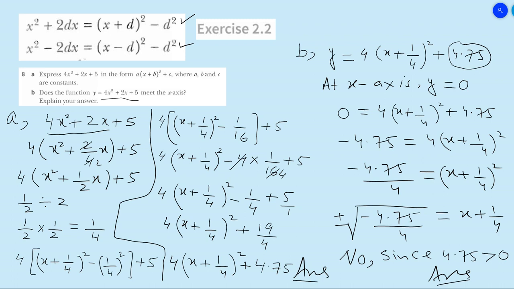So what is the question? Does the function y = 4x² + 2x + 5 meet the x-axis? No. Explain your answer. I have given the complete explanation. So very important question and very knowledgeable questions. I hope you completely understand. Now move to question number 9.